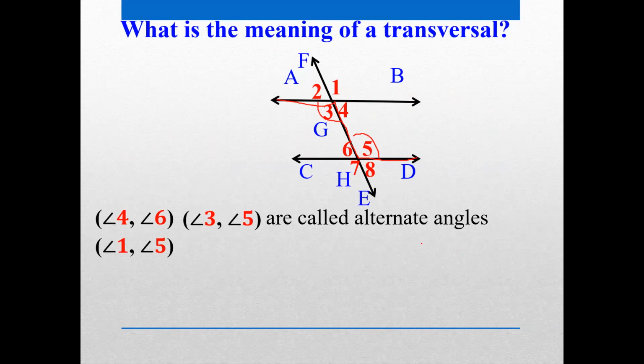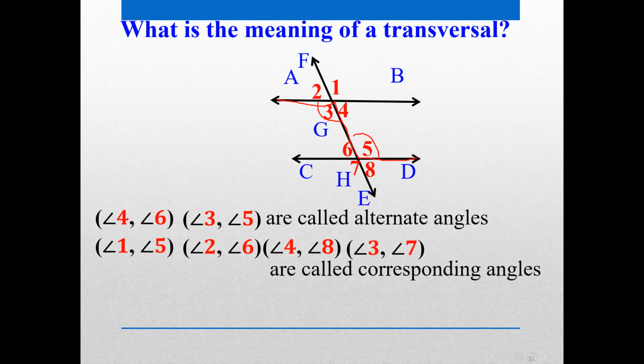Angle 1 and angle 5, and angle 2 and angle 6, are called corresponding angles. Angle 1 and angle 5 are called corresponding angles, and it's in the form of the letter F. Where's the letter F? Letter F.